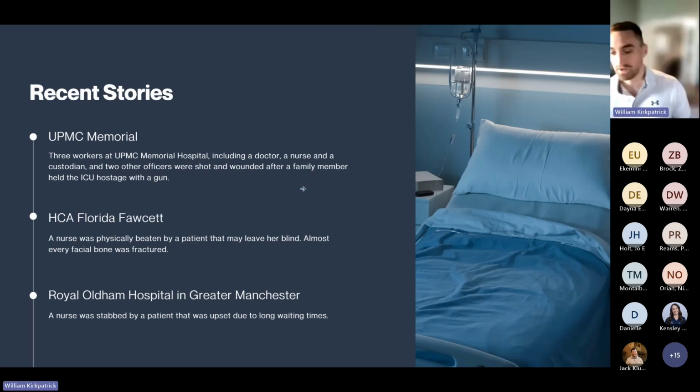All right, so recent stories that have been on the news recently. One you may have heard about is the UPMC Memorial Hospital. This is not a new issue. It has just increasingly become more likely to make the news. At UPMC Memorial Hospital, three workers and a couple of officers were held hostage in the ICU by, from the last time it was updated, a family member who came in upset about the care their family member received, it seemed. They came in with a gun. There was a shootout in the ICU, and one of the police officers was killed. But that, of course, involved a healthcare situation.